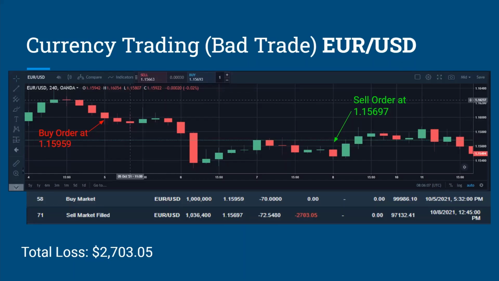And here's a third example of us kind of messing up with the euro and US dollar. We bought over 1 million units, and obviously we bought 36,000 units prior to going all in, but it just wasn't performing well, so we decided to sell.